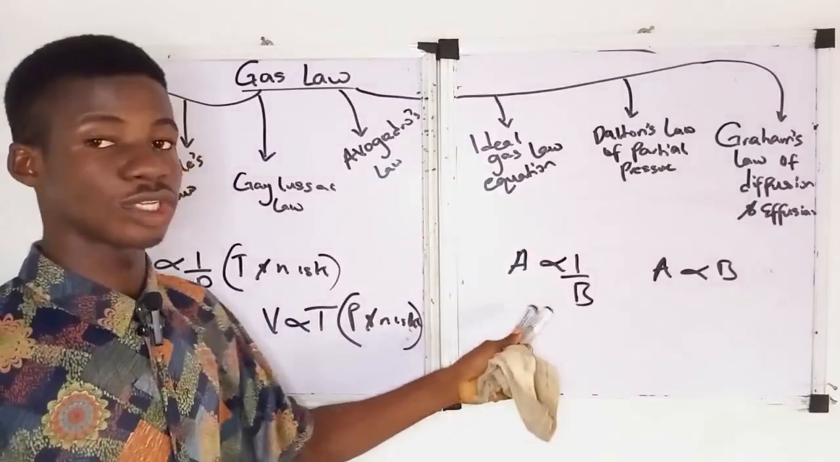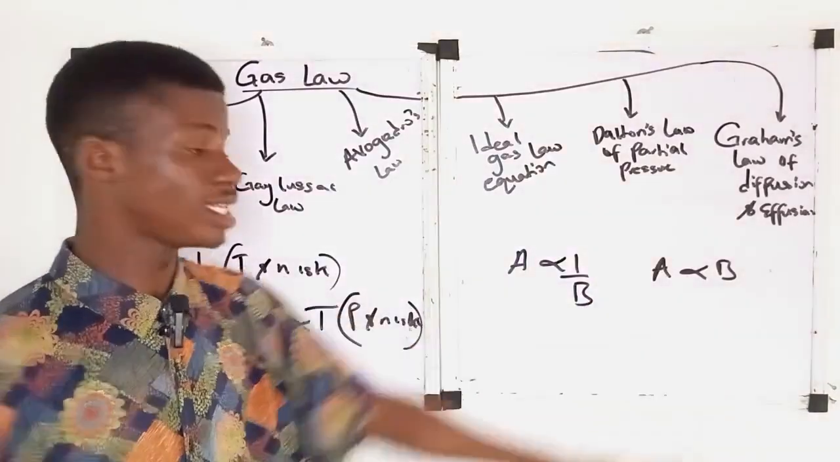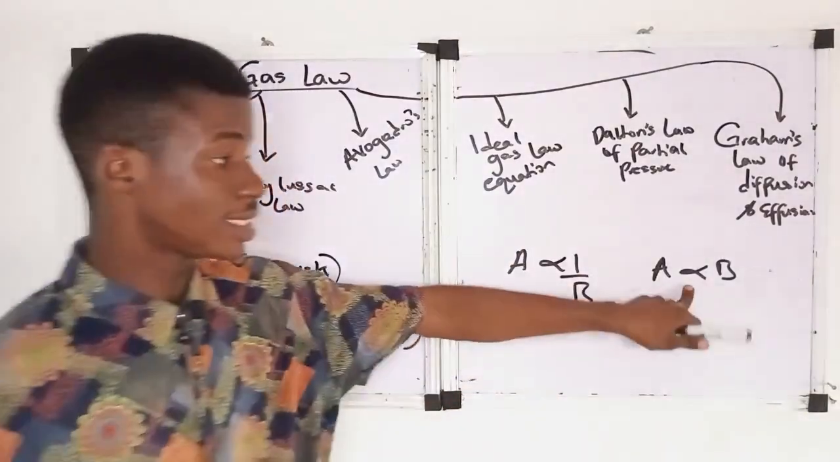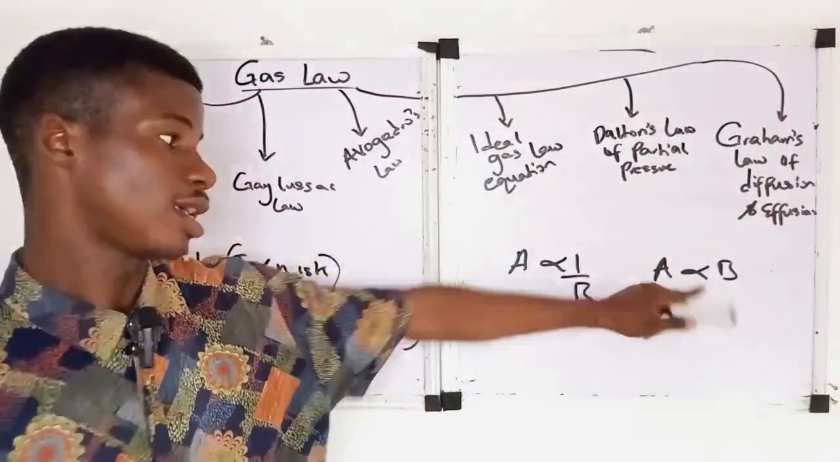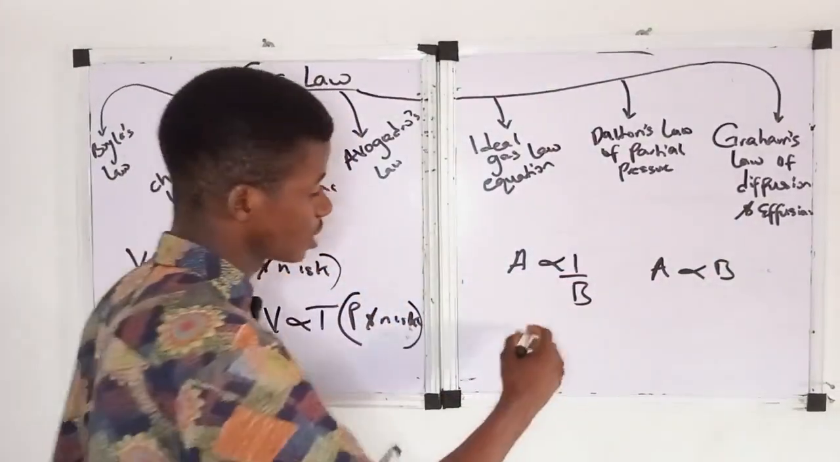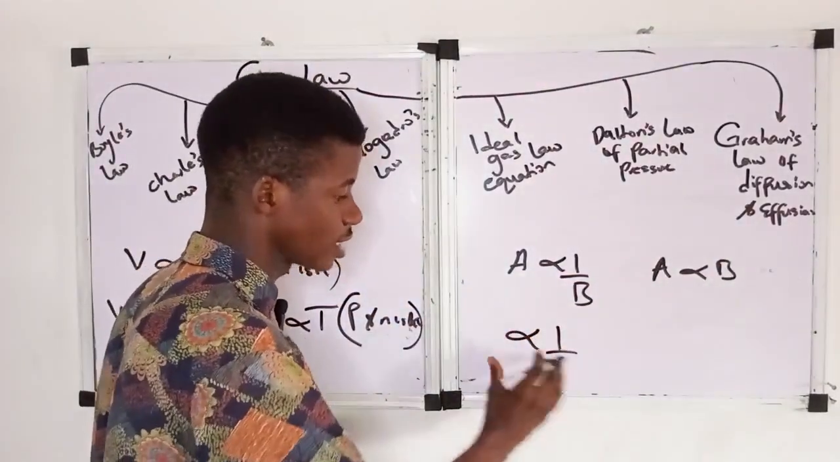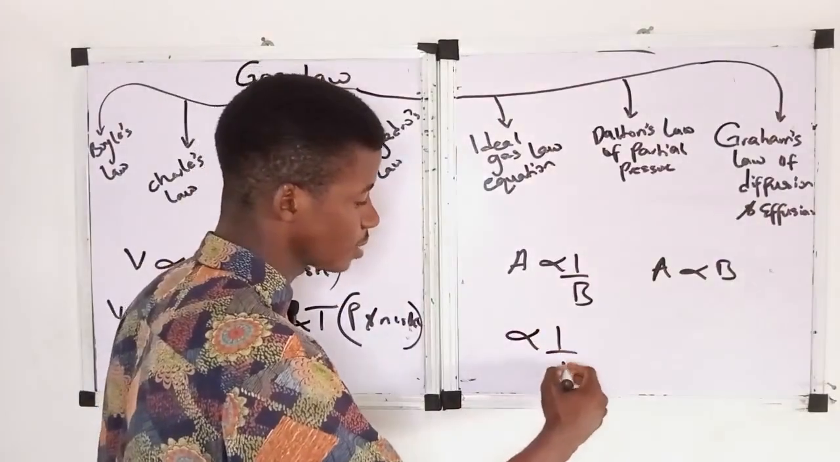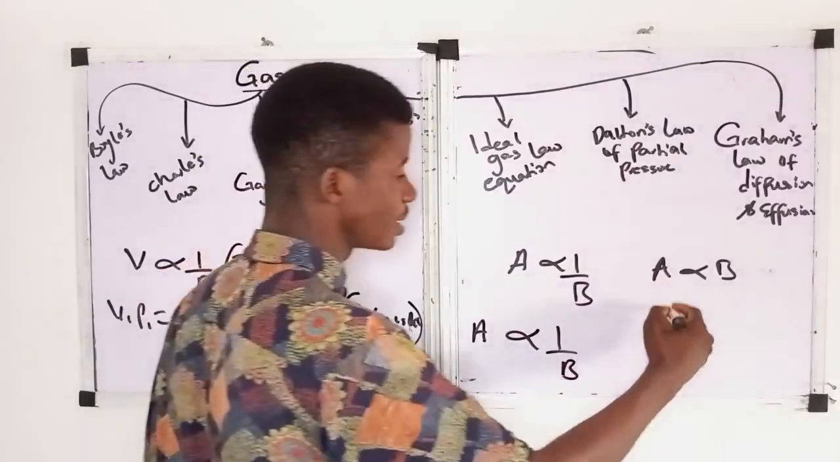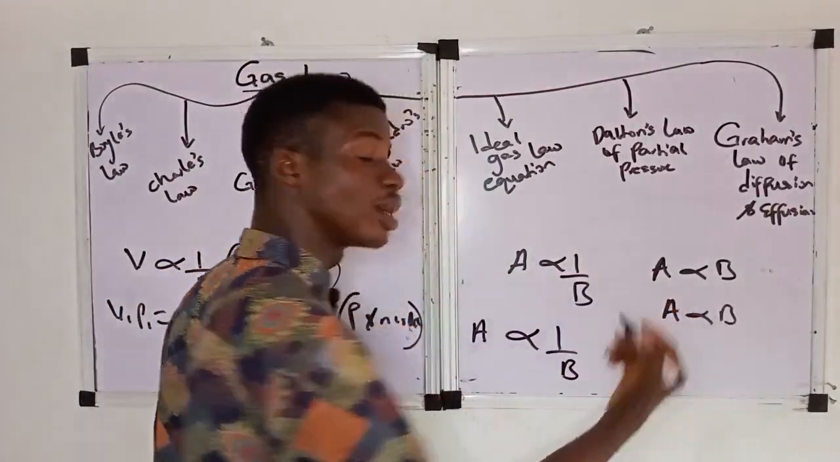Okay, A inversely proportional to B, A directly proportional to B. This sign here is inversely proportional, while this sign means directly proportional. This one means that A is inversely proportional to B, while this one means that A is directly proportional to B. Now, what does it mean?